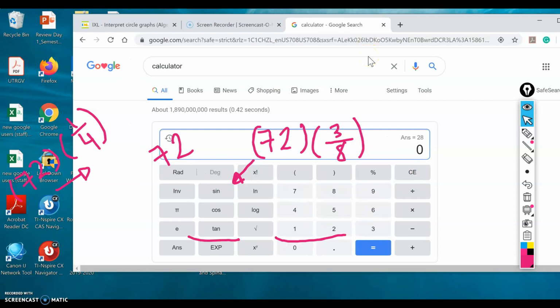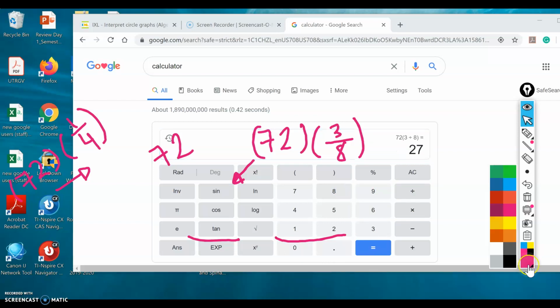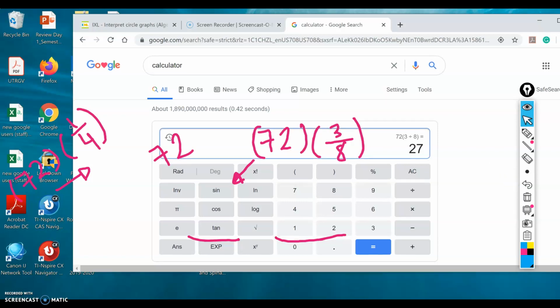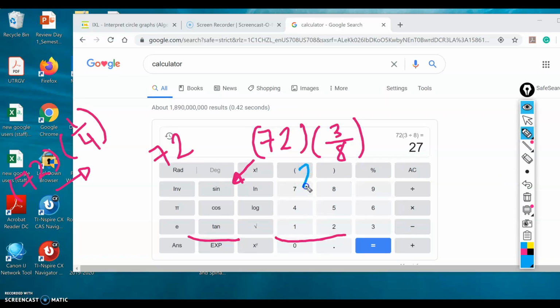So it's going to be 72 times 3/8. So 3 divided by 8. Make sure to put parentheses, otherwise you're going to get a different answer. And I got 27. I'm going to write it here so I won't forget. 27. Now let's do the other one.